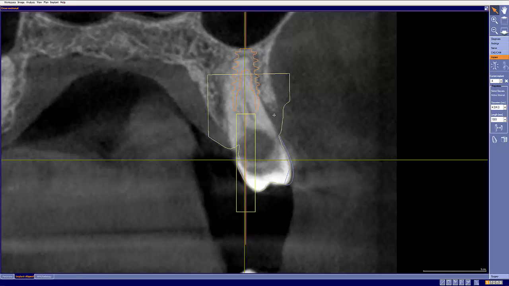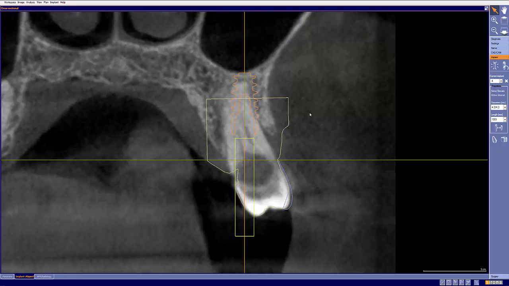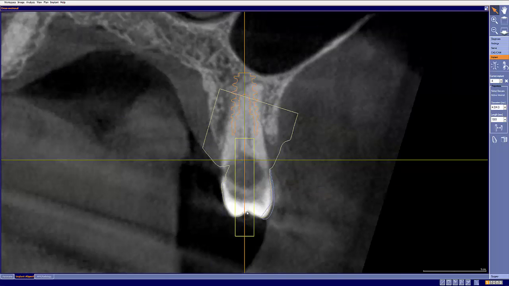Now, looking at our next thing, we can also see that this implant is coming out of the lingual wall of this tooth. We know that we want the implant to be coming out of the central groove there. So we need to go ahead and rotate the implant just like so. And now we can see that we're coming closer out of the central groove of the tooth.